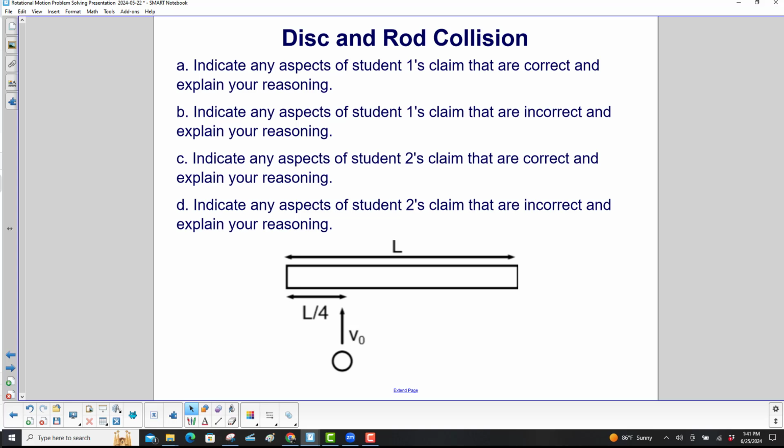B. Indicate any aspects of Student 1's claim that are incorrect and explain your reasoning. C. Indicate any aspects of Student 2's claim that are correct and explain your reasoning. And finally, D. Indicate any aspects of Student 2's claim that are incorrect and explain your reasoning.